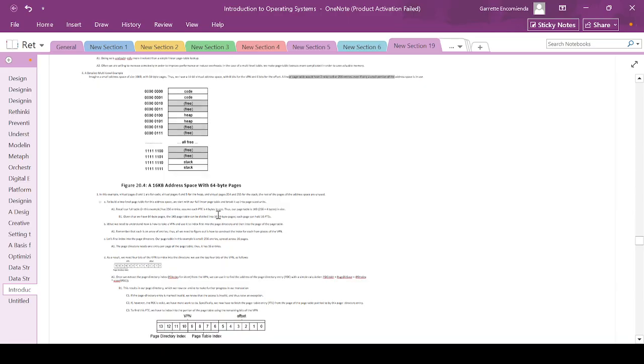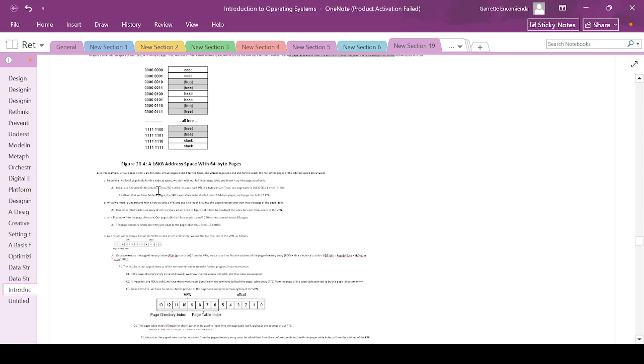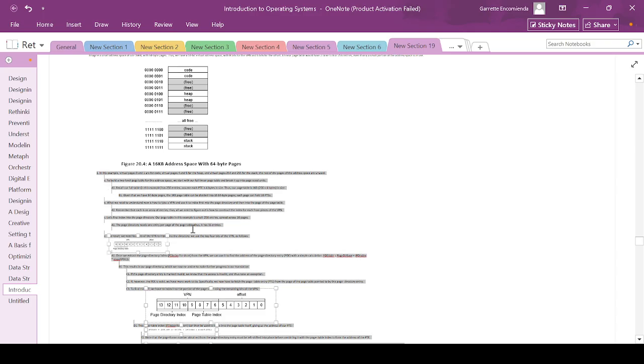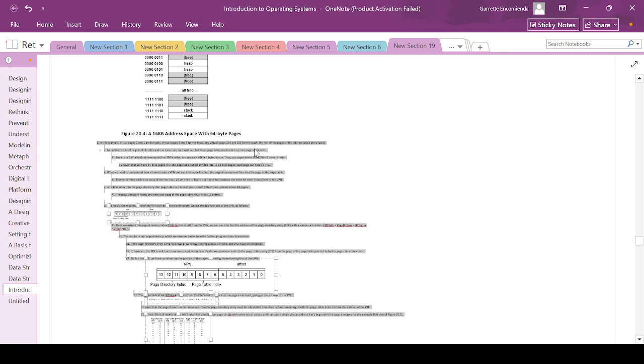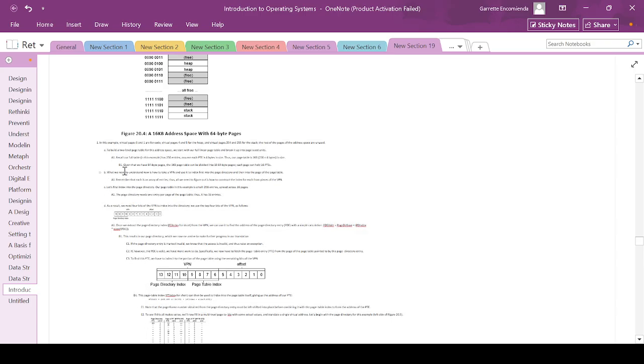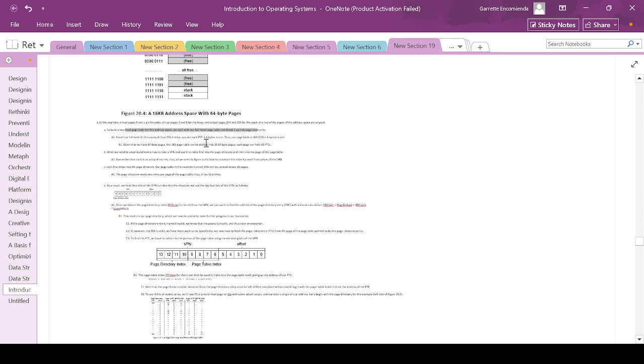So, a 16-kilobyte address space with 64-byte pages. In this example, virtual pages 0 and 1 are for code, virtual pages 4 and 5 for the heap, and virtual pages 254 and 255 for the stack. The rest of the pages of the address space are unused. To build a 2-level page table for the address space, we start with our full linear page table and break it up into page size units.